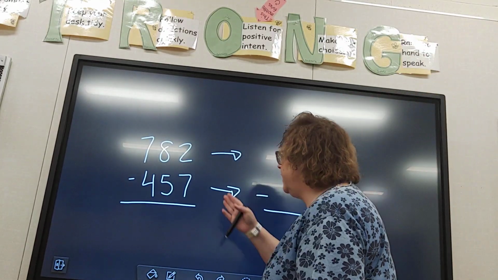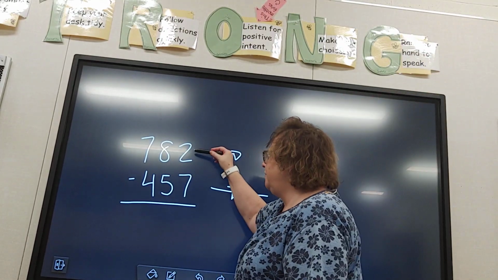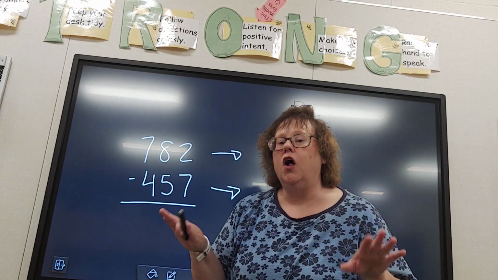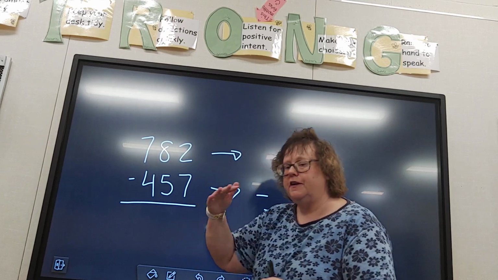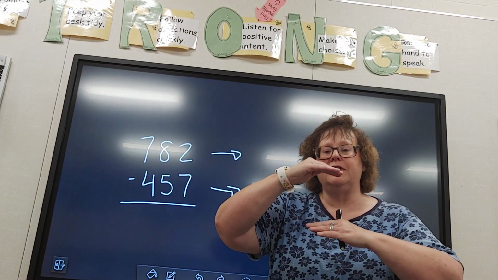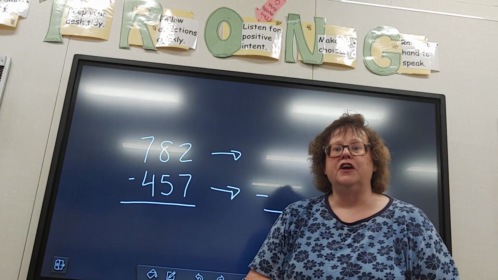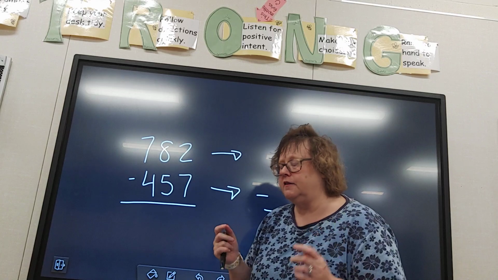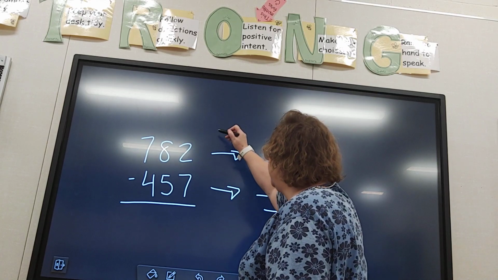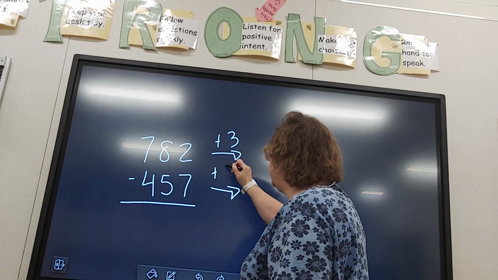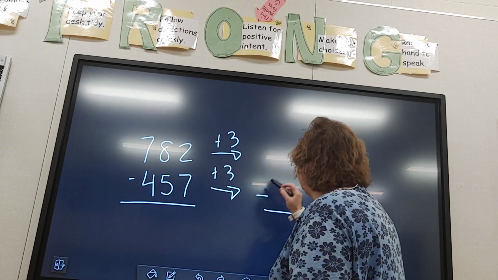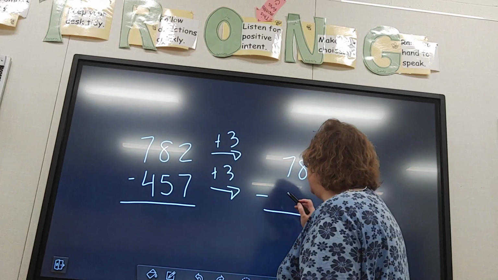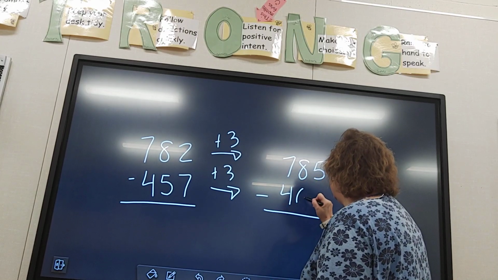Okay, so I've got two numbers that I'm going to have to subtract. Obviously, I'm going to have to do some regrouping. I want to try to avoid regrouping at all costs. So what I want to do is keep the distance between the numbers the same, but change the numbers. I like to try to do that in the smallest and simplest way possible. So I'm going to add 3 to each number. 782 plus 3 is 785. 457 plus 3 is 460.